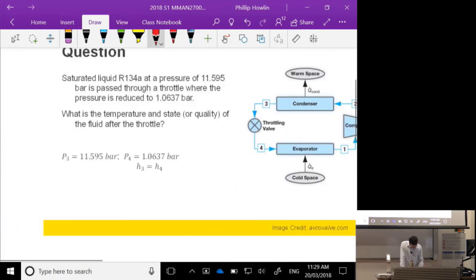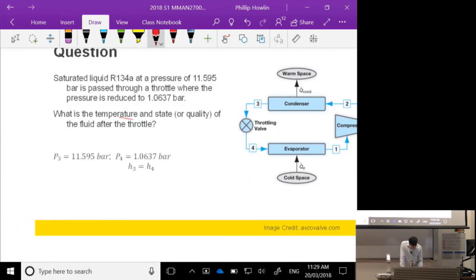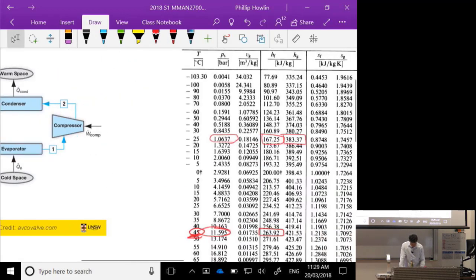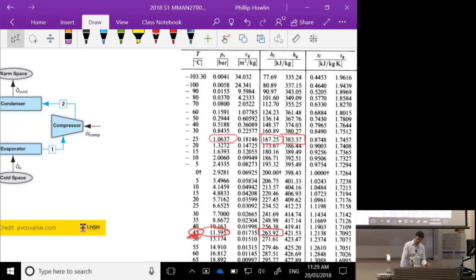Okay, we're asked for the temperature and also the state or quality. So state would be superheated gas, compressed liquid, or if it's in the saturated range, we want the quality of the fluid after the throttle. The first thing to note is that the temperature of the fluid after the throttle is what?